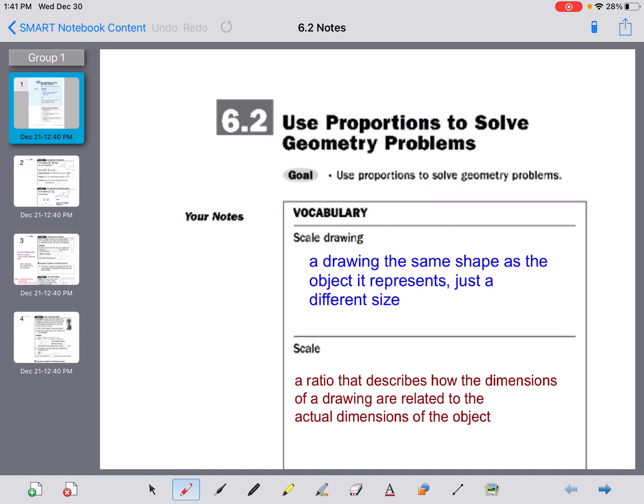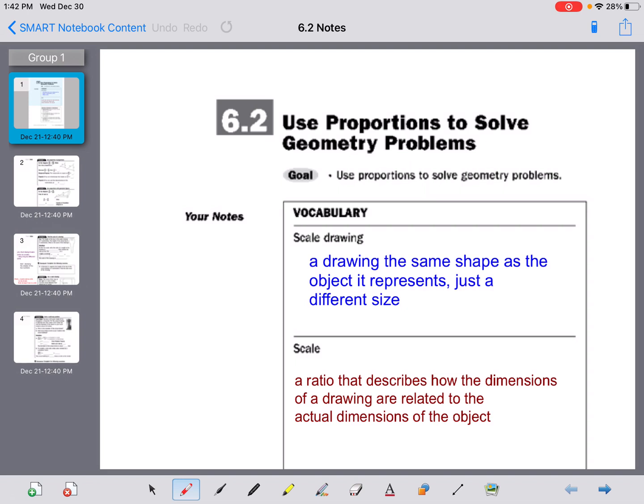Okay, 2 vocab today. One is scale drawing, a drawing the same shape as the object it represents, just a different size. One of the famous scale drawings that most of us are familiar with is a map. So it takes a big area and it reduces it down to a very small size so that we can look at that. Okay, but don't forget, you also see scale drawings in biology where you might see a drawing of a cell. Well, a cell is a very, very tiny object, and then we blow it up so it's bigger so we can actually see the details of it. So our scale drawings can be bigger or smaller than the actual object, okay?